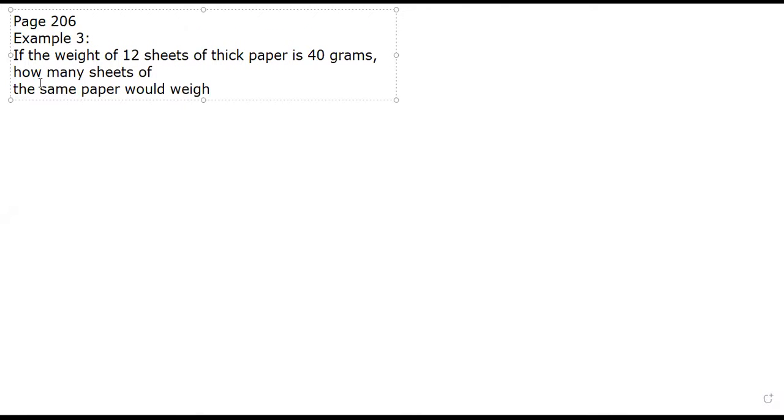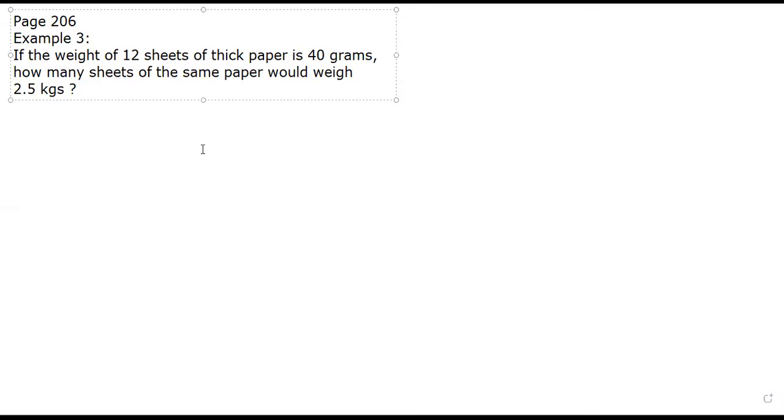If the weight of 12 sheets of a thick paper is 40 grams, how many sheets of the same paper would weigh 2.5 kgs? They are saying 2.5 kgs. 2.5 kgs means 2.5 kgs. So what happens? Tell me.